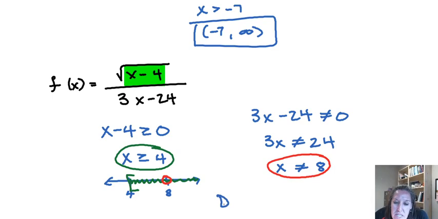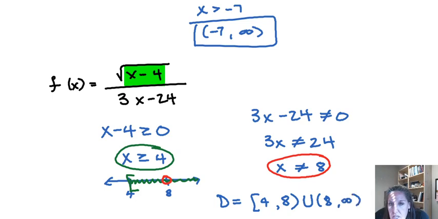So if we put that together on our domain, we're going to have shading. Everything's okay, square bracket 4, until we get to that 8. We cannot be equal to that 8. We've got to throw it out, so we're going to have a parenthesis. We've got two pieces we're going to put together, so we're going to get a union, and then we're going to go from 8 to infinity.